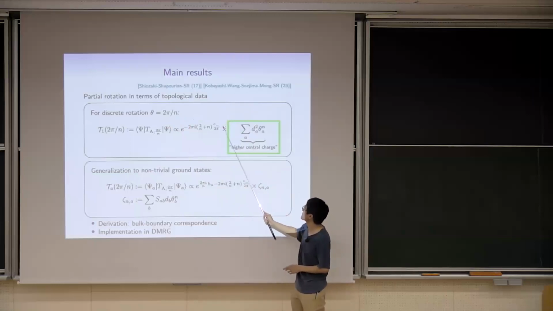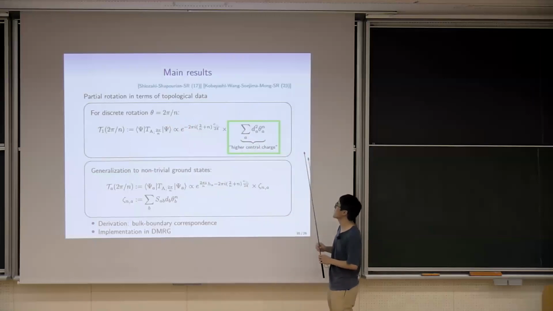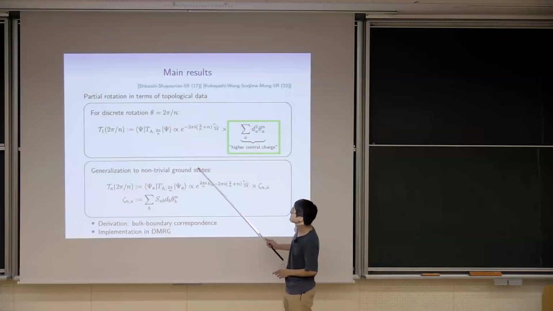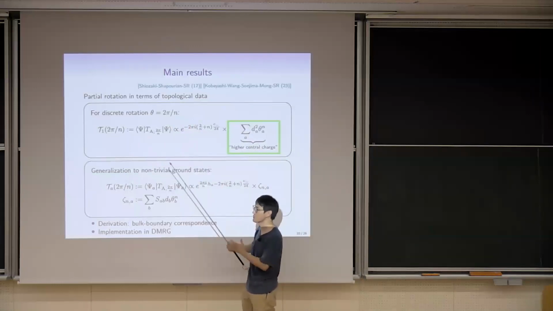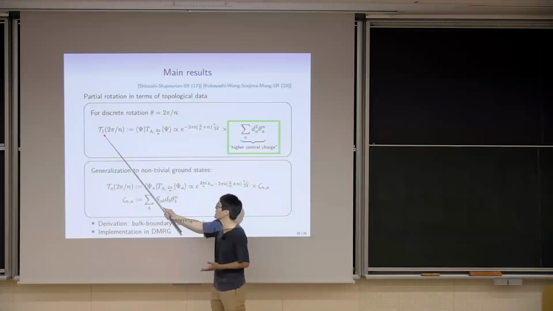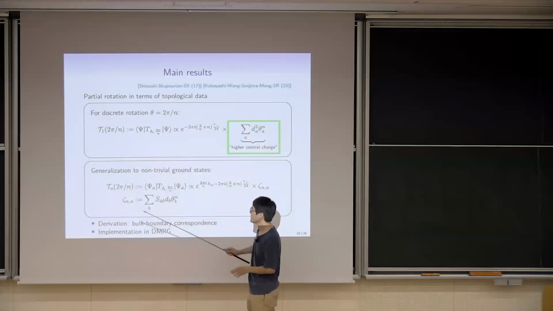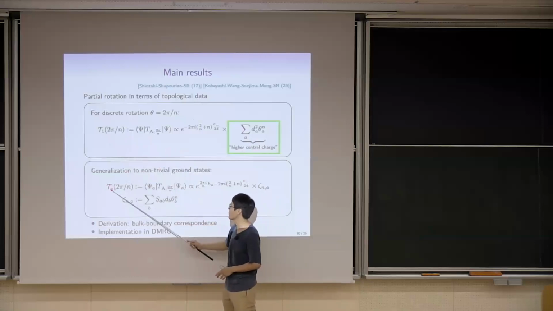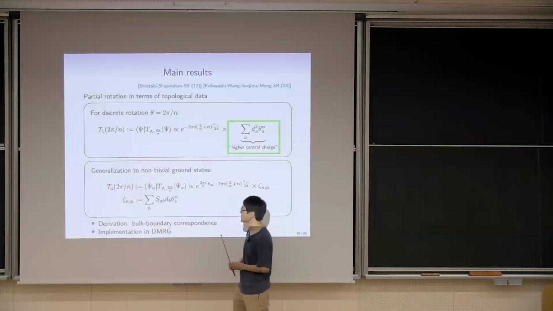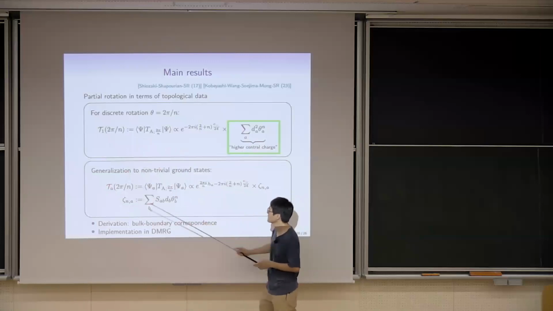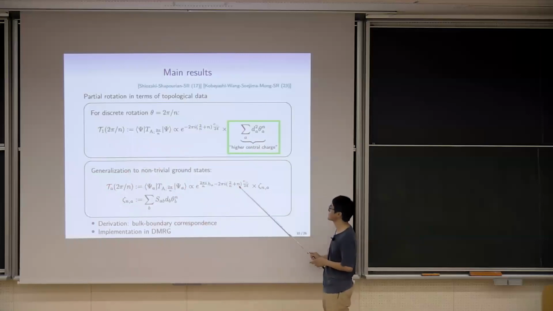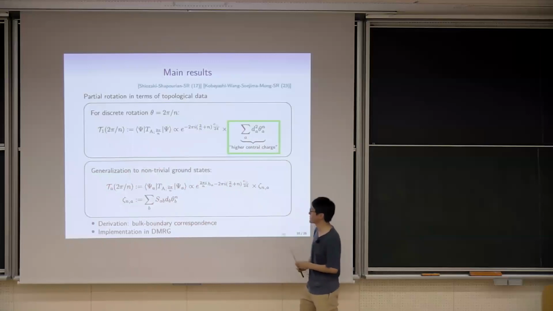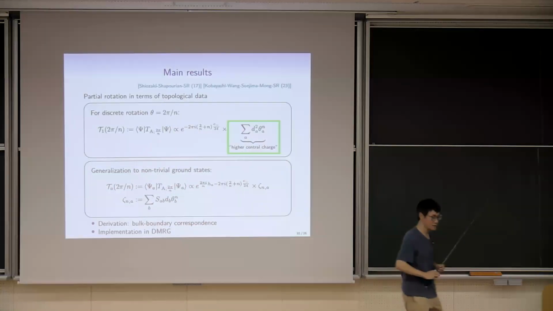And then this part, as it turns out, is related to something called higher central charge, which I will introduce in the next slide. And then this is for the case where we have a trivial ground state. This label A is the trivial anion, but we could also do a similar calculation for a more generic topologically degenerate ground state. And then we get a somewhat similar formula, but we now have a dependence on the modular S matrix.